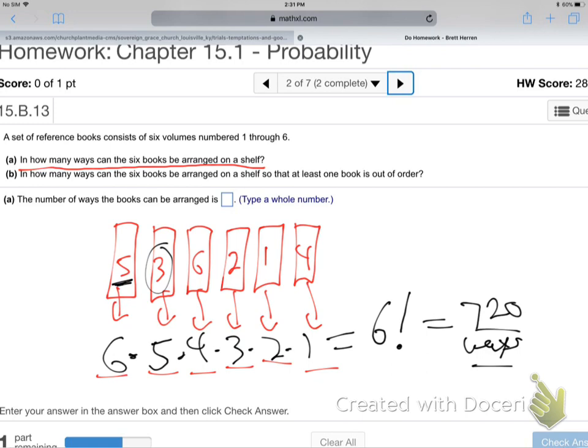Is that good so far? Let's try part B there. In how many ways can the 6 books be arranged on a shelf so that at least one book is out of order?